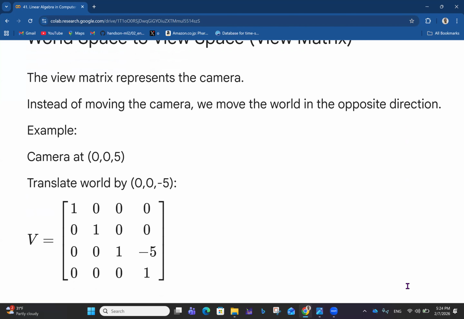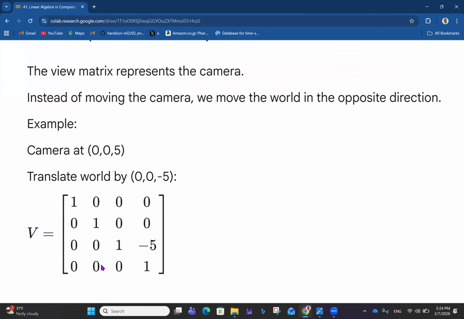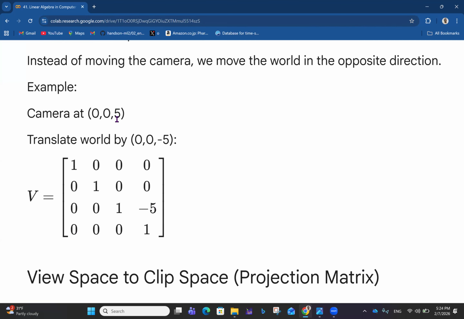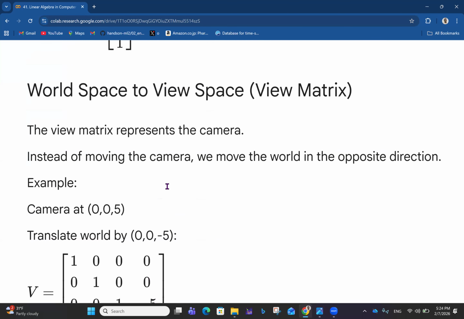An example of that: imagine a camera at the point 0, 0, 5, and you want to translate the world by 0, 0, -5. So you have V, for instance, right here. First of all, it looks like an identity matrix, but because you have this fourth column, with 0, 0, -5 and then 1. The camera is at 0, 0, 5, and just like we said, instead of moving the camera, we move the world in the opposite direction. So 5 becomes -5 like that. Okay, so that's the view matrix.